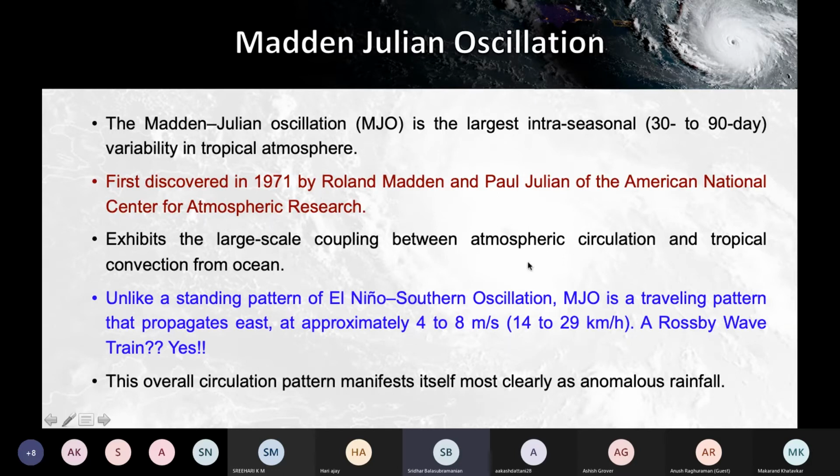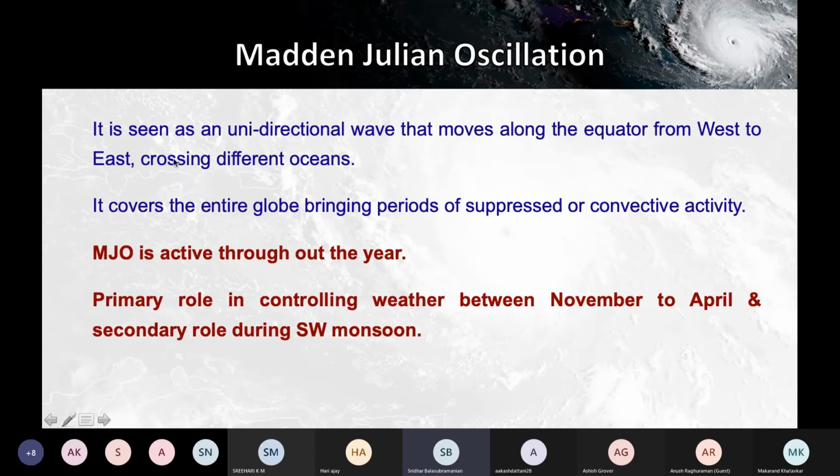Although it is an atmospheric phenomenon, it actually interacts with the ocean because it picks up the much needed moisture from the ocean. So it is a coupling between ocean and atmosphere. It propagates east at approximately 4 to 8 meters per second. Basically it's a wave train, and it's a unidirectional wave. By unidirectional, I mean it is just moving in one direction from west to east, and it brings periods of suppressed or convective activity to the region.